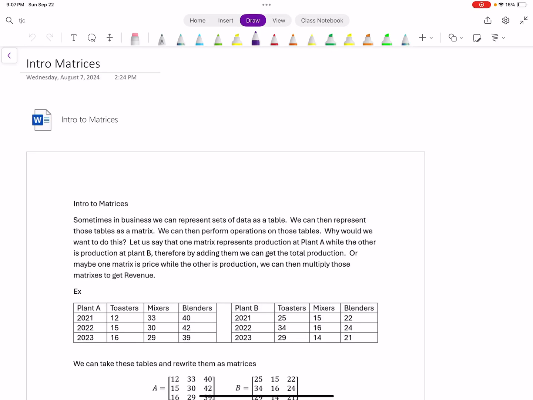Hello class. So we're going to start matrices. This chapter is the intro to matrices.